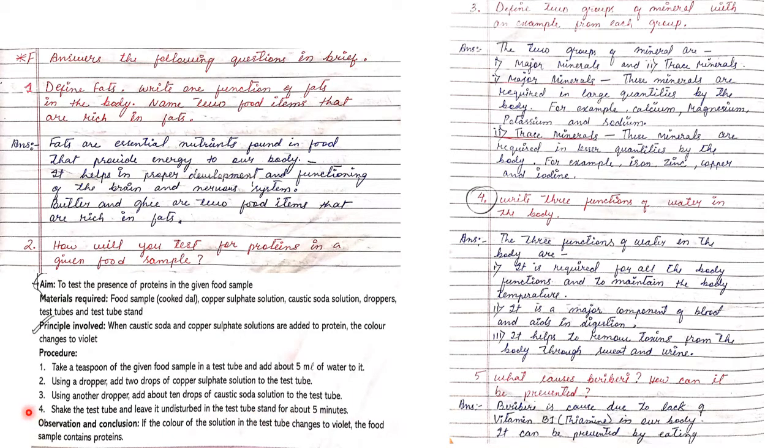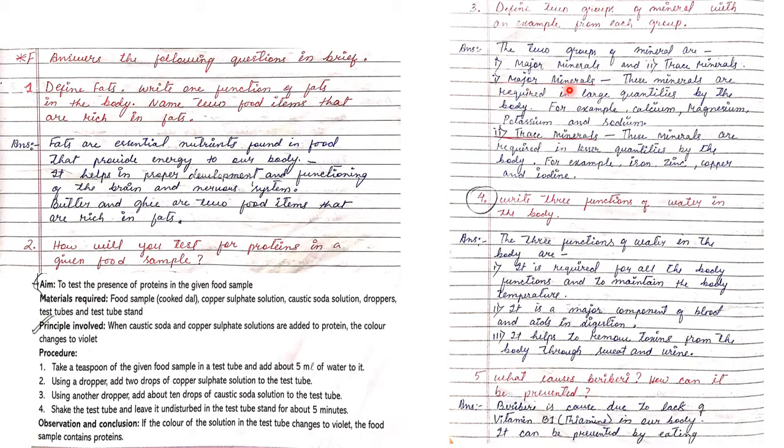And now let's see the observations or conclusion. If the color of the solution in the test tube changes to violet, the food sample contains protein. Now number 3, define two groups of minerals with an example from each group. So the two groups of minerals are major minerals and trace minerals. Now let's see what those are.